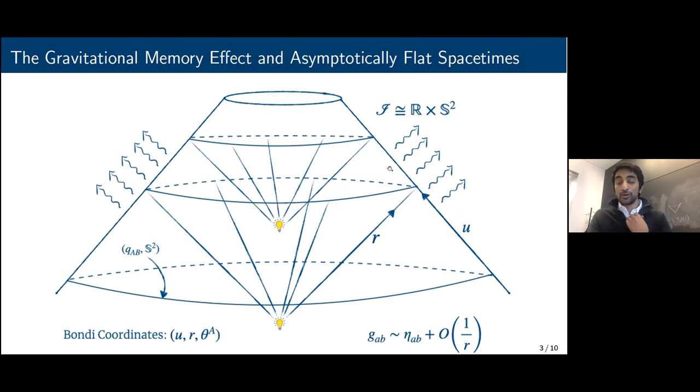I won't go through the details of asymptotically flat spacetimes. It's customary to introduce these so-called Bondi coordinates in which the metric has an asymptotic fall-off to the Minkowski metric at order 1 over r. U is retarded time along scri, which is now a null surface in the compactified spacetime. The angles denote our coordinates on the cuts of scri, as I've noted here. q is a metric on the sphere.